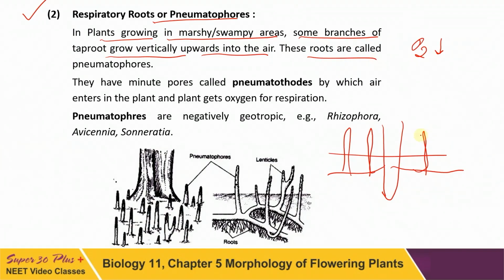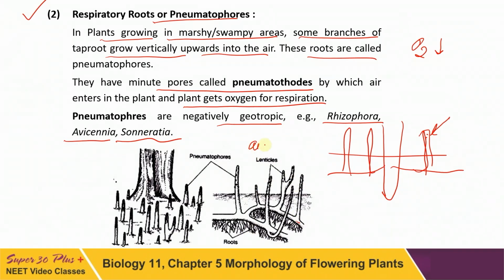At the tip of the pneumatophore there are fine openings, known as pneumathodes, by which exchange of gases takes place, and the plant gets air and oxygen for respiration. Pneumatophores are negatively geotropic, because they grow towards the light, away from gravity. Examples are Rhizophora, Avicennia and Sonneratia. You are seeing the taproot, and these are the branches which have become aerial, and they have these openings.